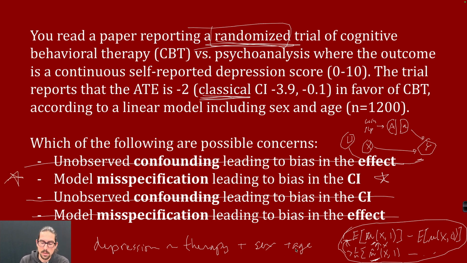Which is that since the model is misspecified, this classical CI, this classical confidence interval, is probably not what you want to be doing. Now, the solution to this is simple, right? If you just use the robust CI, then it doesn't matter that the model is misspecified, because the robust CI does not care about the model misspecification. So then that would go away as well.